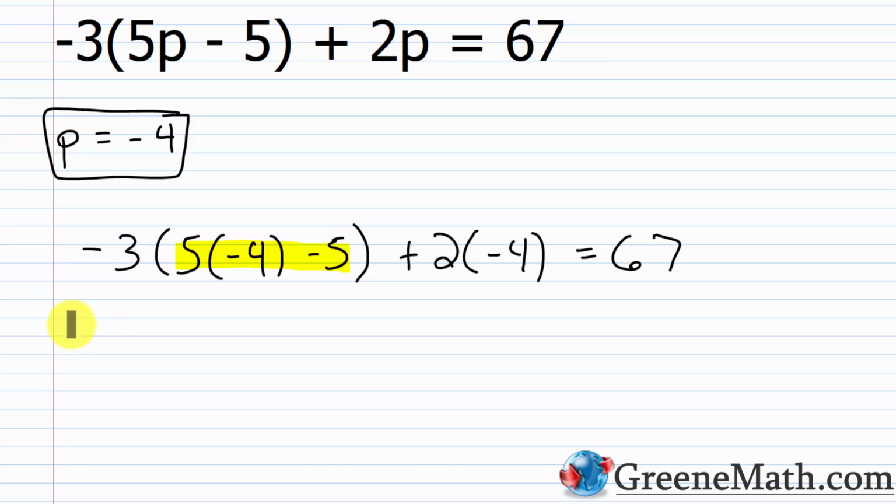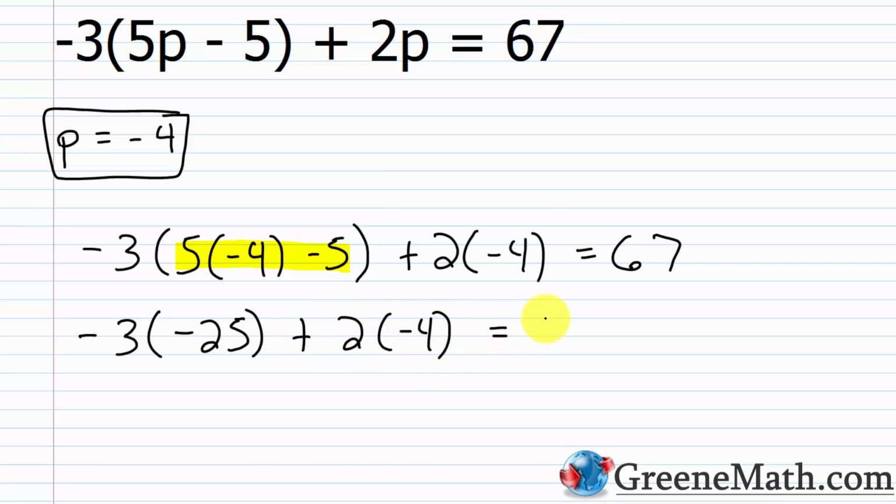So this would be negative 3 times negative 25 plus, we have 2 times negative 4 equals 67. So we're going to multiply before we add. Negative 3 times negative 25 is 75. Plus, we have 2 times negative 4, that's negative 8.